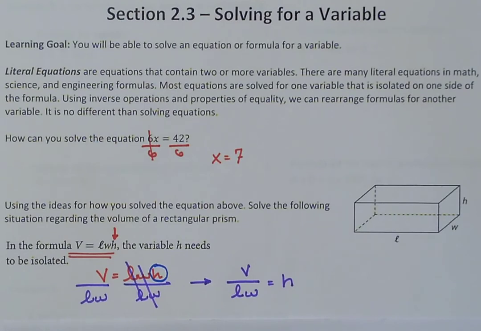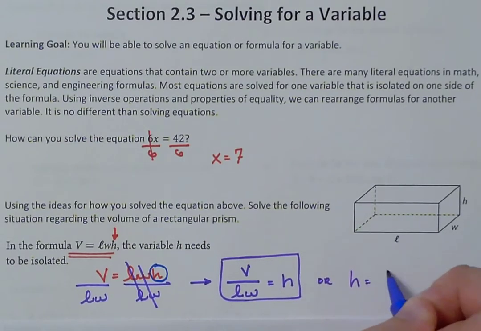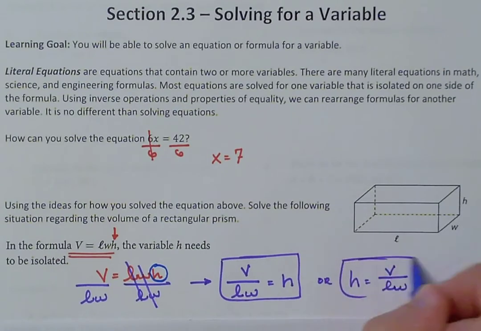Now, before we say that we're done and finish, I just want you to take a look real quick. Is H alone? Have I gotten H completely isolated? In this case, I have. Therefore, my final answer is V over LW equals H, or we could write this as H equals V over LW. If you want to put the isolated variable first, just flip it and that works.